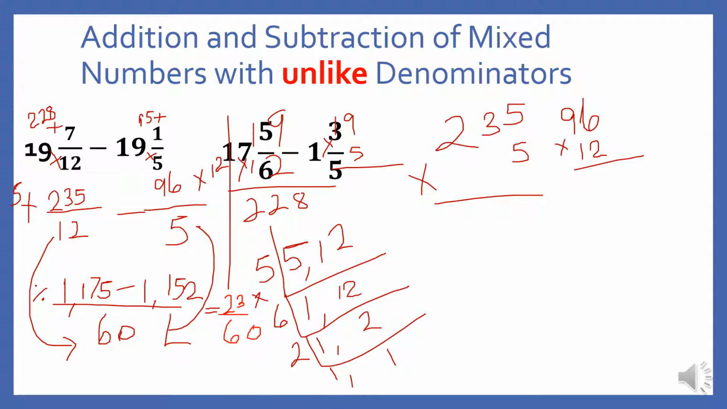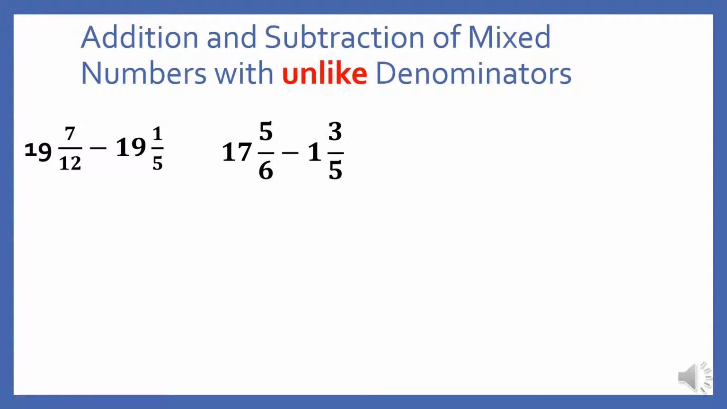Let's do another example. We have 17 and 5 over 6, subtract 1 and 3 over 5. Now, as I said again, I can choose to do two things. Convert the mixed number to an improper fraction, where I don't have common denominators, and then find the LCM, or work out my whole numbers first. So in example number 1, I converted to improper fractions. In example number 2, I'm going to work out my whole numbers first. 17 subtract 1 is going to give me 16.